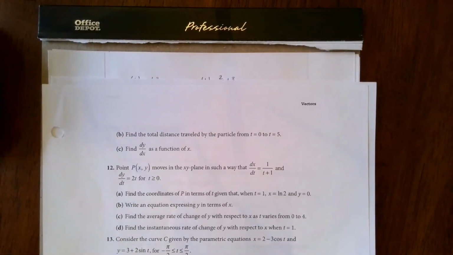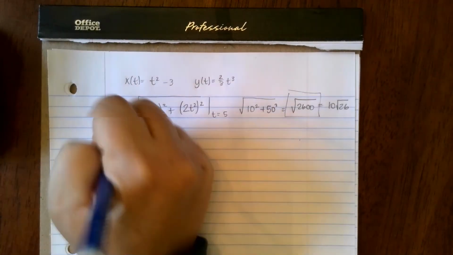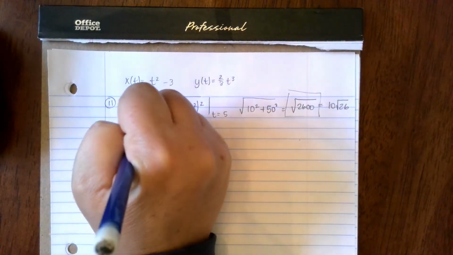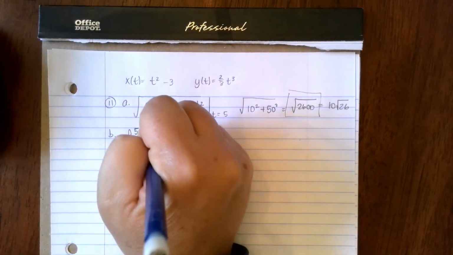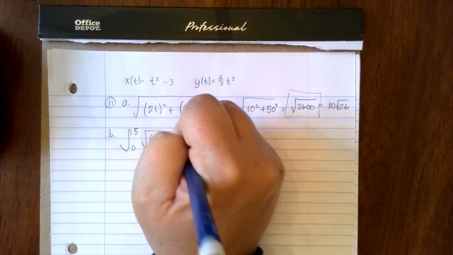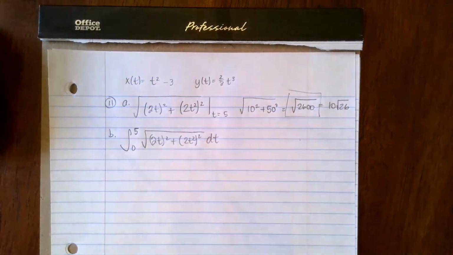All right, part B says find the total distance traveled by the particle from 0 to 5. When you're doing that, the distance is just going to be the integration of the magnitude. So the integral of the square root of (2t) squared plus (2t squared) squared dt.